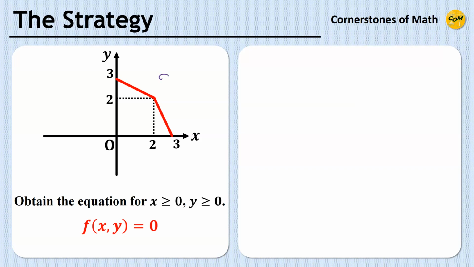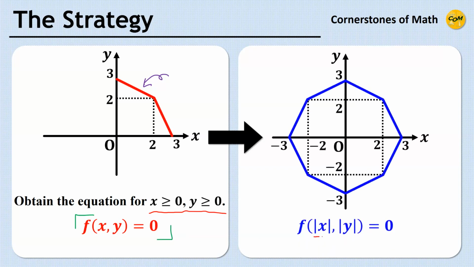First, we obtain the equation of the graph only on the first quadrant. That is, when x and y are both positive. Let us call this graph f of x, y equals 0. Then, if we take absolute values of x and y in that equation, the newly obtained equation f of absolute x, absolute y equals 0 represents the graph where the previous red graph is copied by symmetry operations over the x-axis, y-axis, and also around the origin.